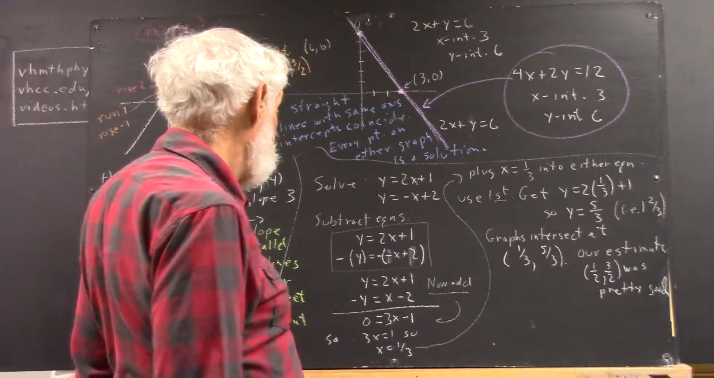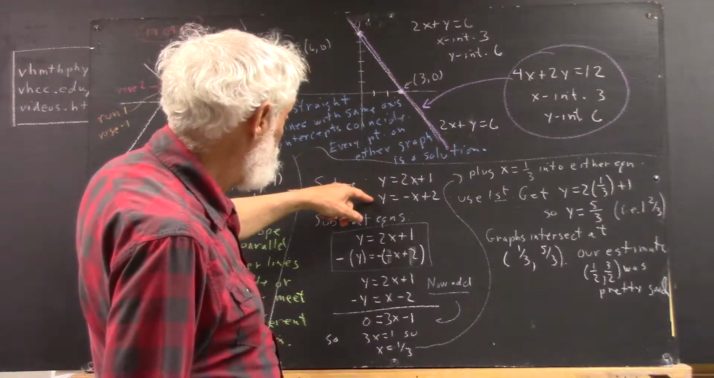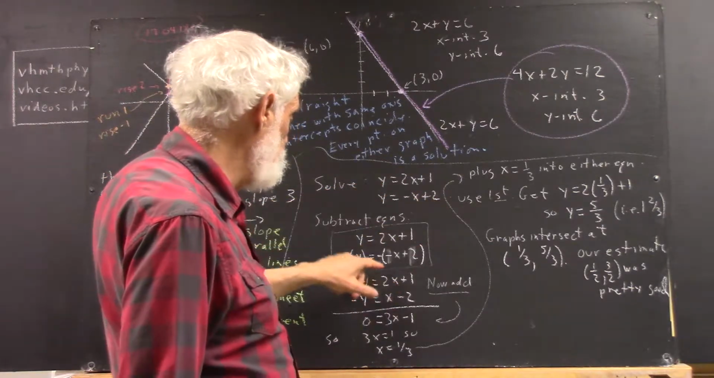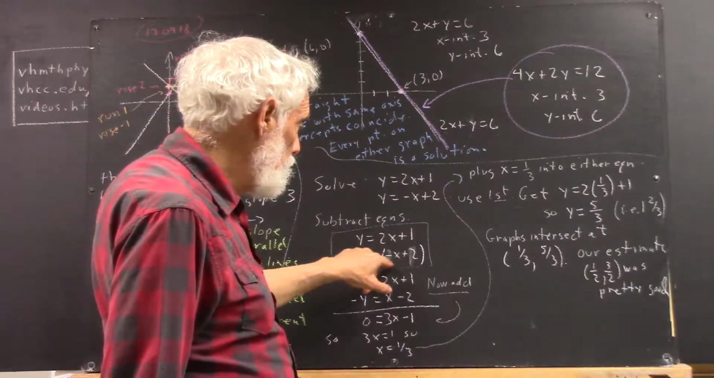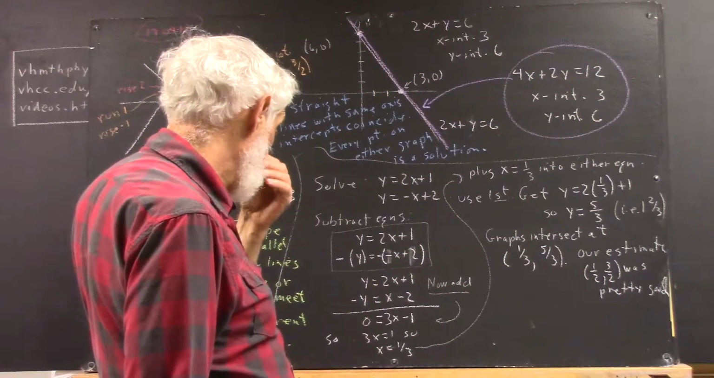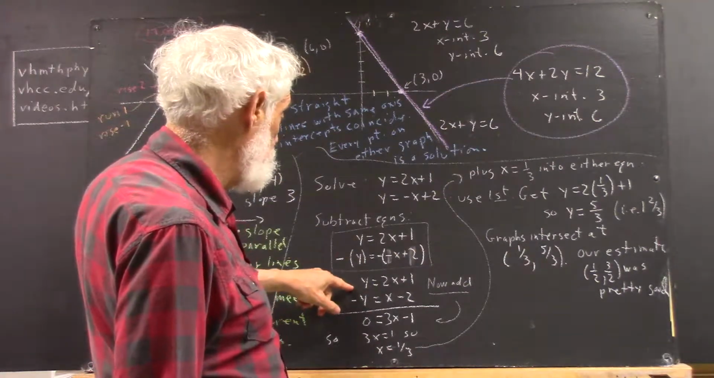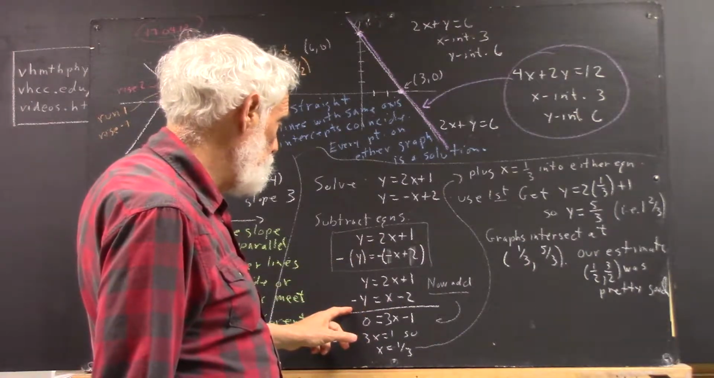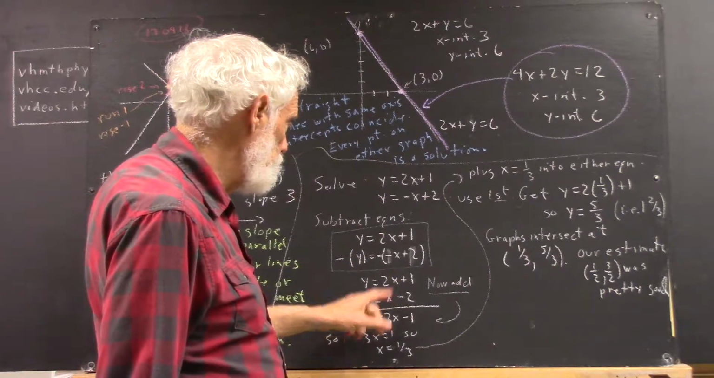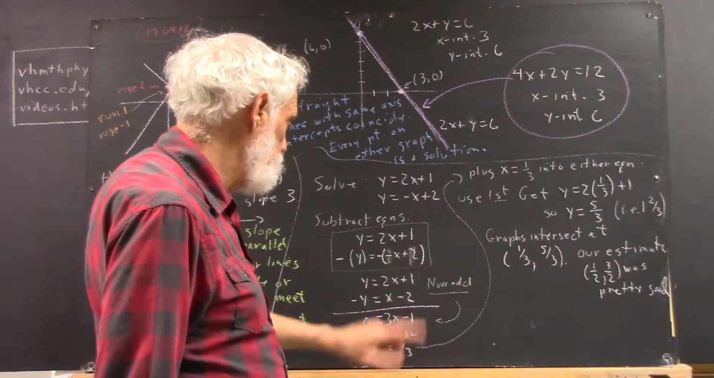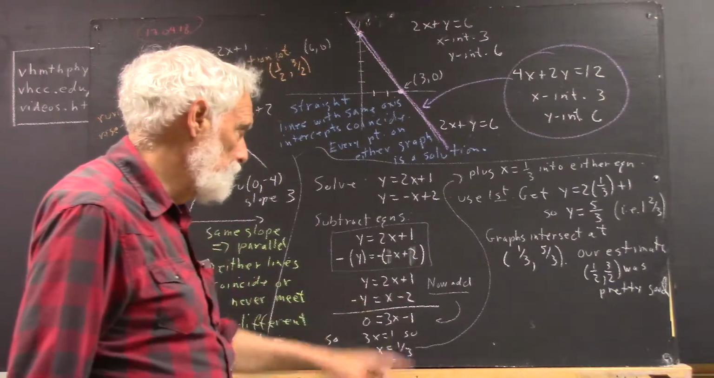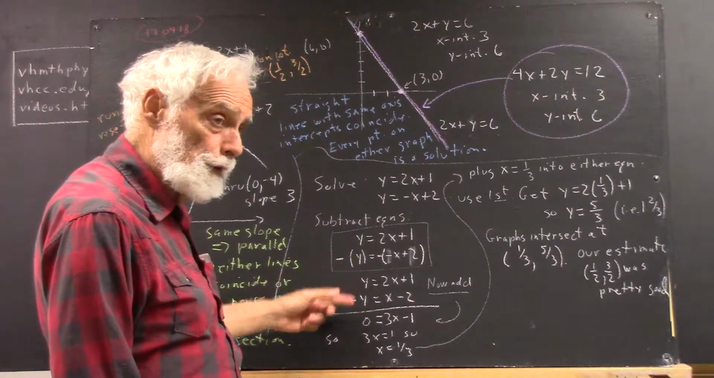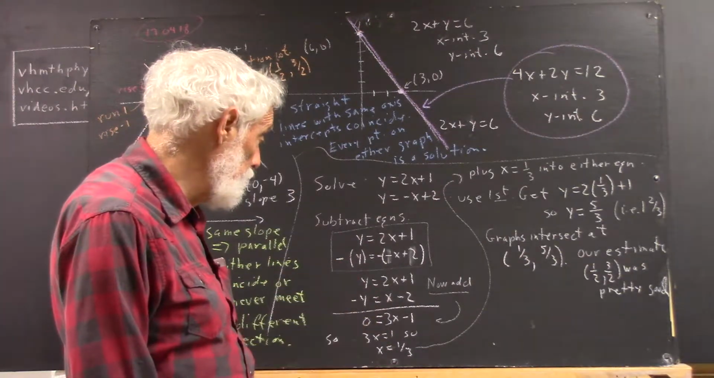Okay, so negative 1 times y is negative y. Negative 1 times negative x plus 2 is the negative of the quantity negative x plus 2. So we have y equals 2x plus 1, and simplifying this, we get negative y equals what? Negative x is x, negative of 2 is negative 2. So we get negative y equals x minus 2. And now we've got the first equation and the negative of the second. We're going to add them.